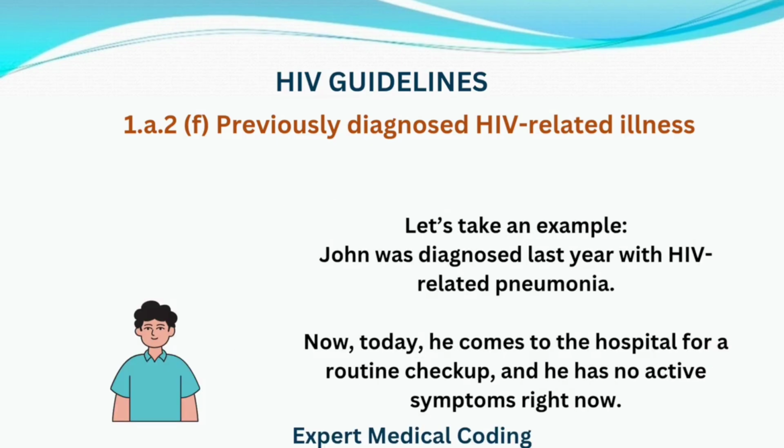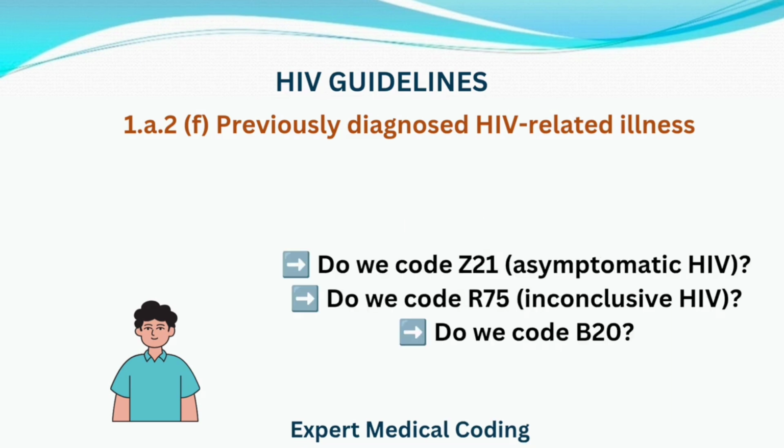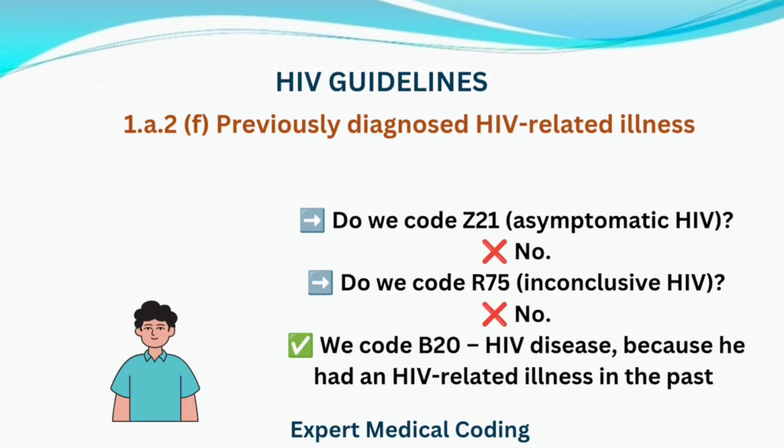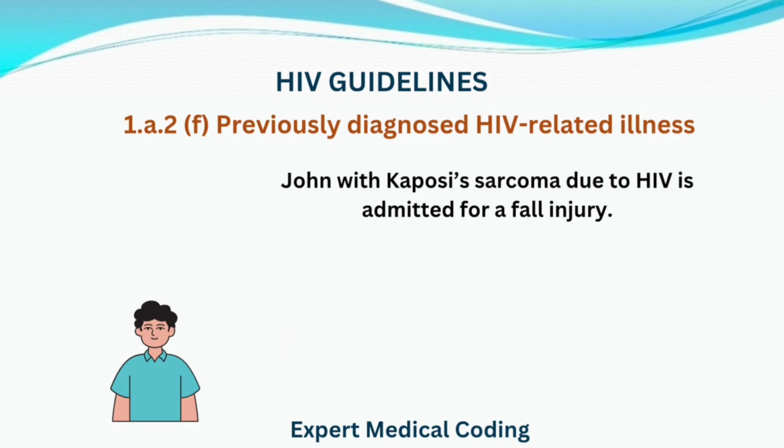So let's take an example. John was diagnosed last year with HIV related pneumonia. Now today he comes to the hospital for a routine checkup and he has no active symptoms right now. So the question here is, do we code Z21 or do we code R75 or do we code B20? And the answer here is we have to code B20, HIV disease, because the patient had an HIV related illness in the past.